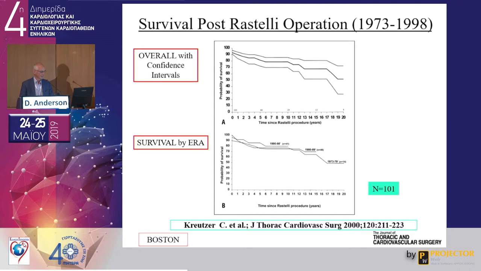And here is a series of 100 cases published from Boston in 2000. The top slide shows the overall survival with the confidence intervals. And you can see that out to 20 years, there's about a 60% survival. So, you know, 60% is very good for those who've survived, but we must bear in mind that there are 40% who didn't. And the survival by era, it appears, has not changed greatly if we look at the lower graph.